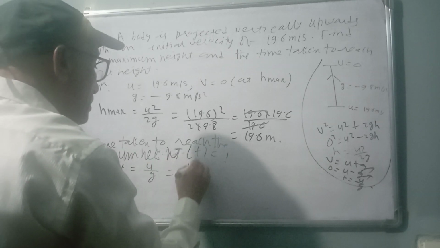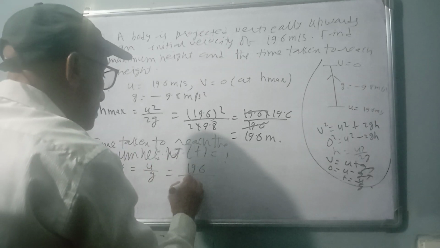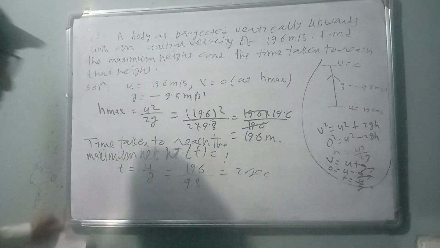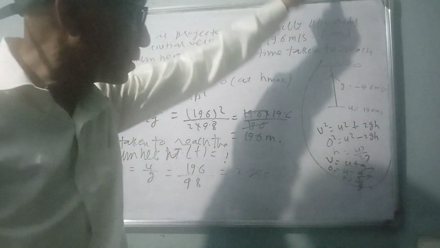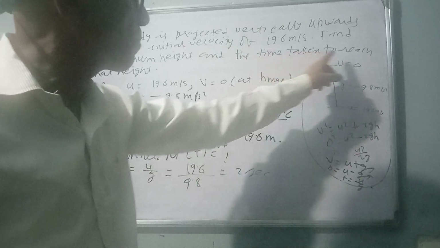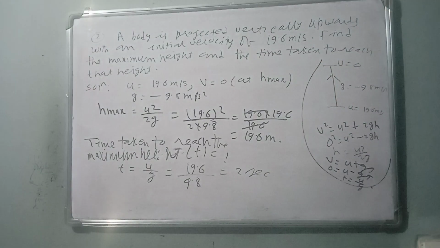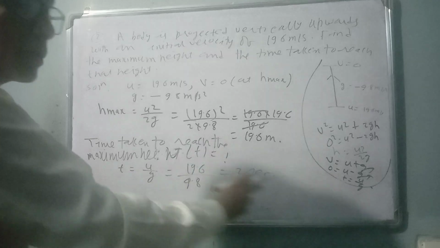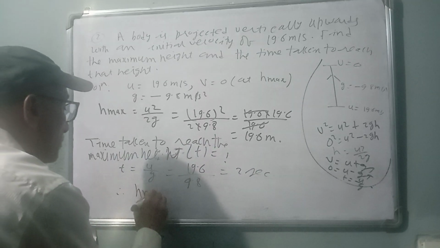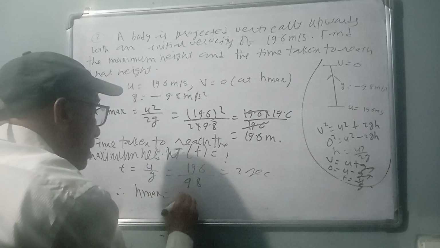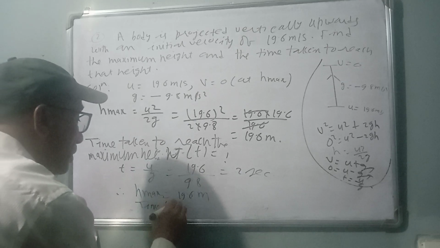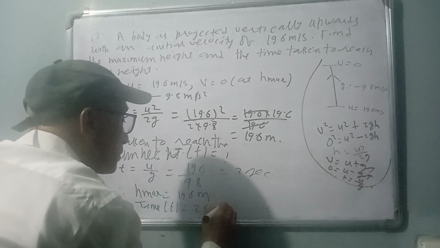U is 19.6, g is 9.8. Minus minus cancel, so 2 seconds. That means the time taken to go up is 2 seconds, and it takes 2 seconds to come down. If you have to find the time of flight, calculate 2t. So the maximum height is 19.6 meter and the time taken t is 2 seconds.